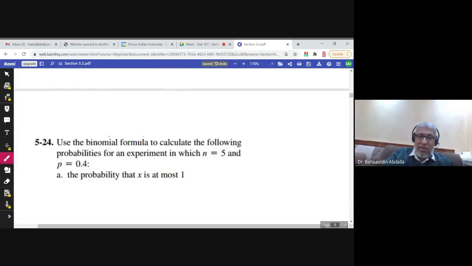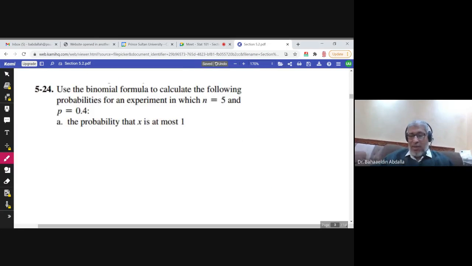Let us take another example. Use the binomial formula to calculate the following probabilities for an experiment in which n is 5, p is 0.4. N and p are given. What is the probability that X is at most 1? What is the meaning of at most? At most 1 means it cannot exceed 1. So X is less than or equal to 1. So he's asking about the probability that X is less than or equal to 1.